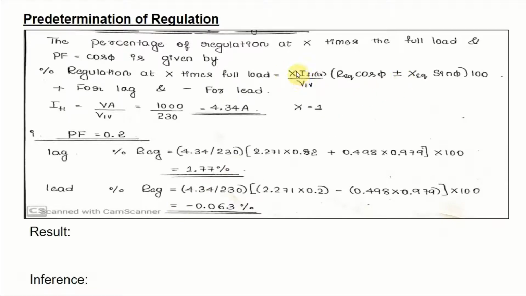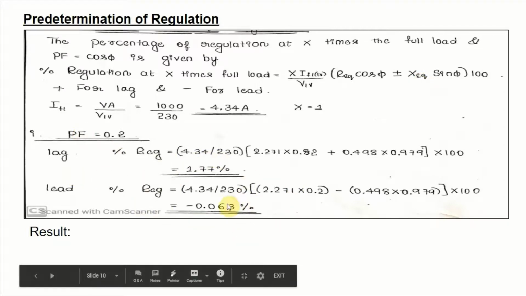Now these values, this is the load value. In this calculation we have taken X equal to 1. So I full load is the low voltage side current. This is the low voltage side voltage. Here we get 4.34, rated current divided by rated voltage, and R equivalent and X equivalent we have calculated using short circuit test results. So this is the regulation we get.